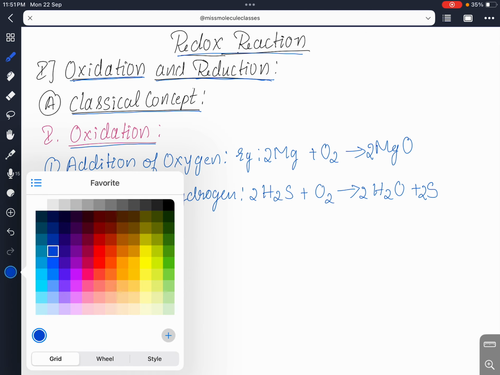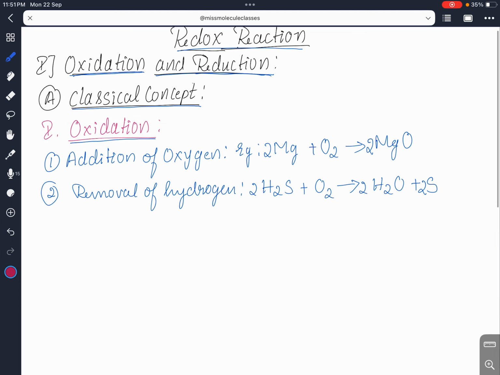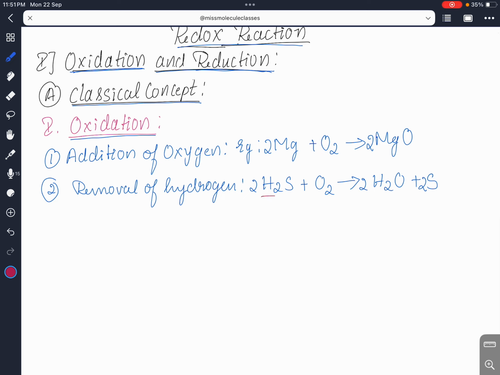So here you can observe that hydrogen from H2S is being removed to give elemental sulfur. So removal of hydrogen is termed oxidation. And in the previous example, addition of oxygen to the magnesium metal, we are adding this O2. So addition of this oxygen is termed oxidation.